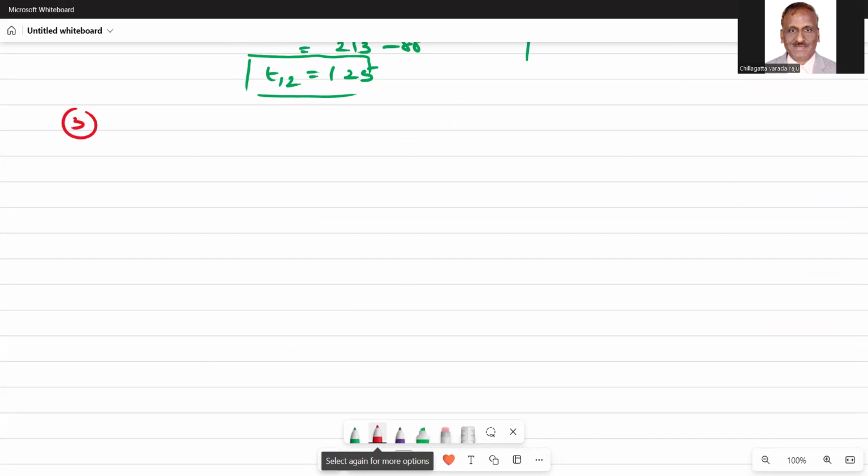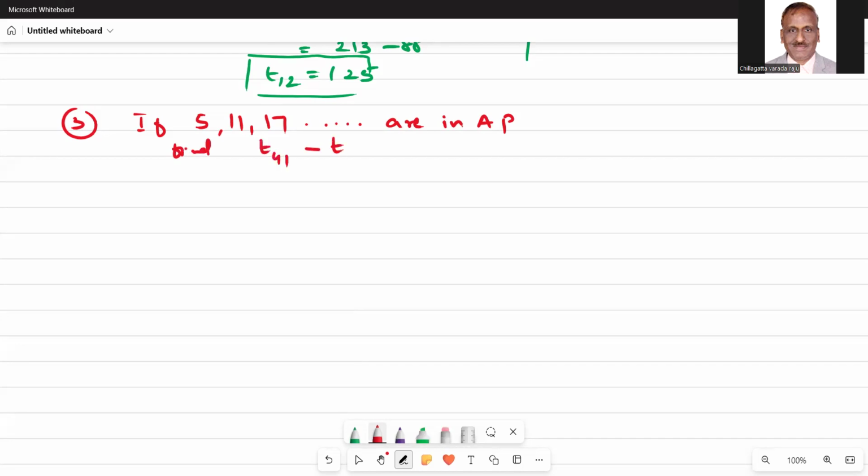Third question. If 5, 11, 17, and so on are in AP. Are in AP means what? Arithmetic progression. Find T41 minus T31 without actually finding the 41st and 31st term separately.